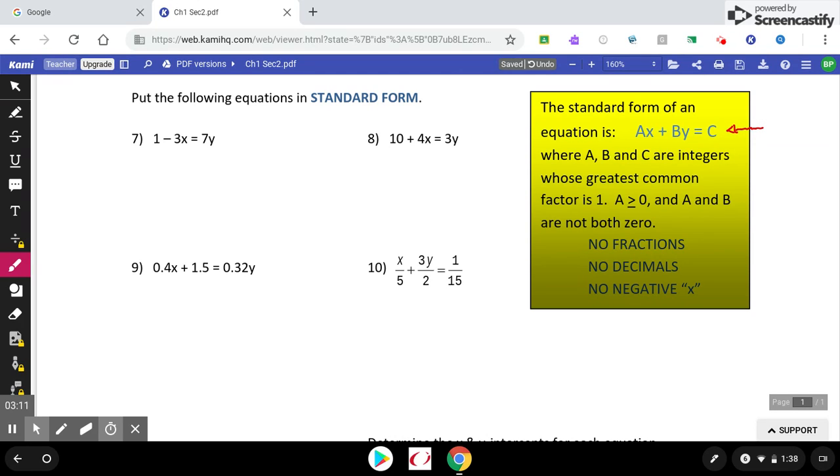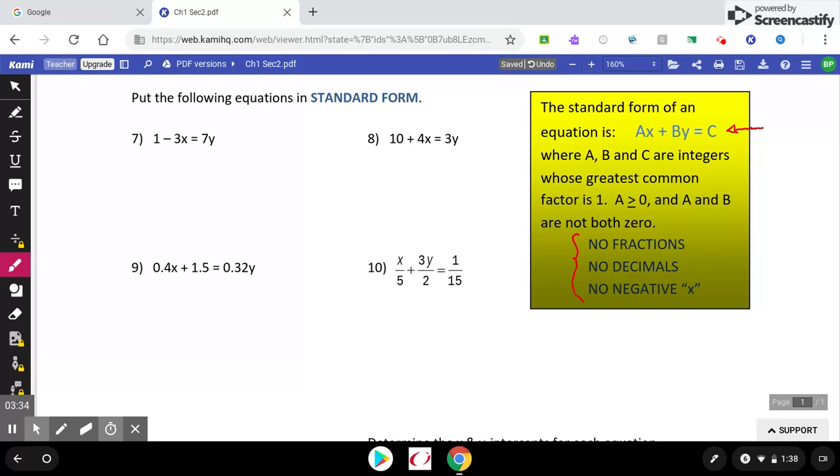So here's the form we're looking for. Notice that the x and the y are on the same side. And down here it gives you some extra tidbits that you have to have. So we're not allowed to have fractions or decimals. So if you look at number 9 and number 10, we're going to have to do something about that. And no negative x means you can't have an x term that's negative, but that's easily fixed, and we'll show you how in number 1.